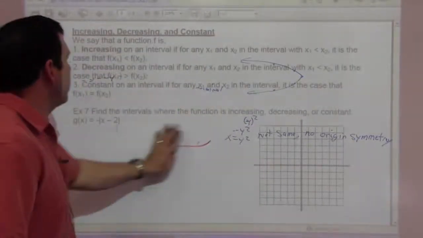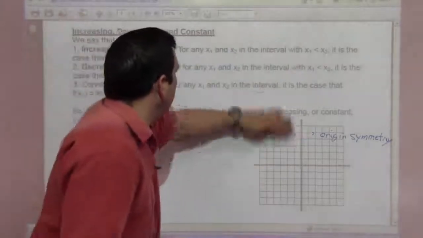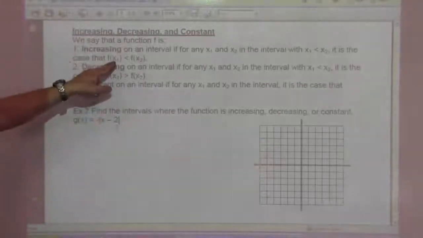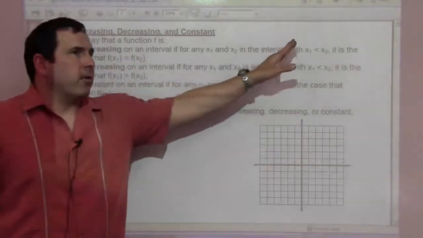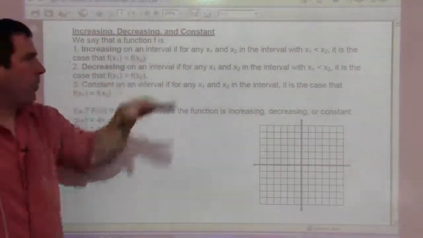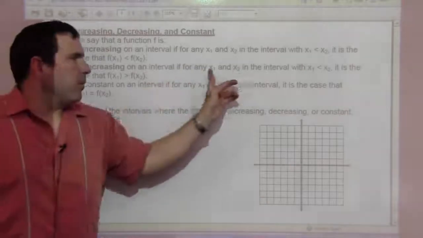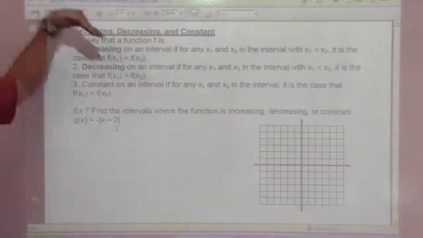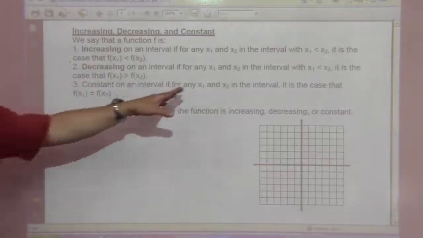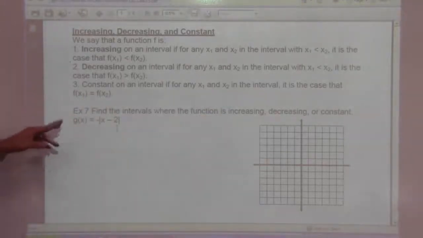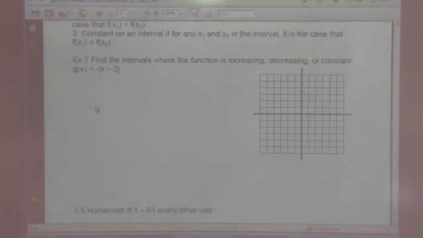Let's say the function f is increasing on the interval if for any x1 and x2 in the interval, with x1 less than x2, f of x1 is less than f of x2. So if the two x's, one smaller than the other, the smaller one has to have the smaller f. That means it's going up. It's decreasing if for x1 less than x2, f of x1 is bigger than f of x2, that means it's going down. Constant if for x1, x2, f of x1 equals f of x2. So find the intervals for which the function is increasing, decreasing, or constant.